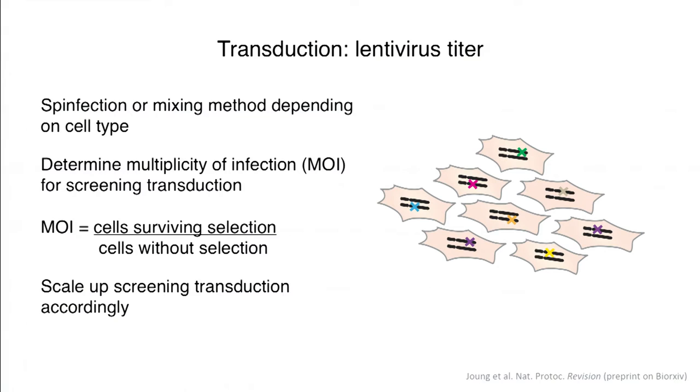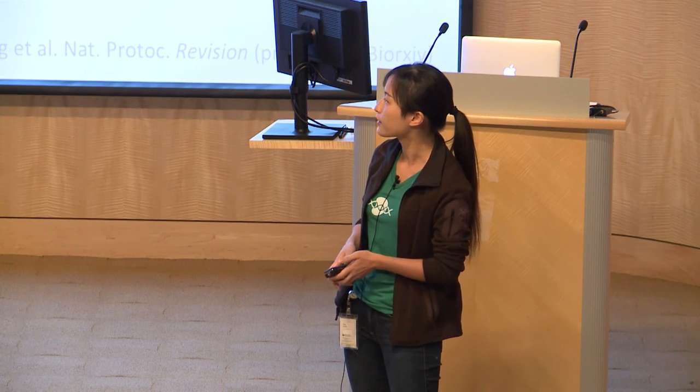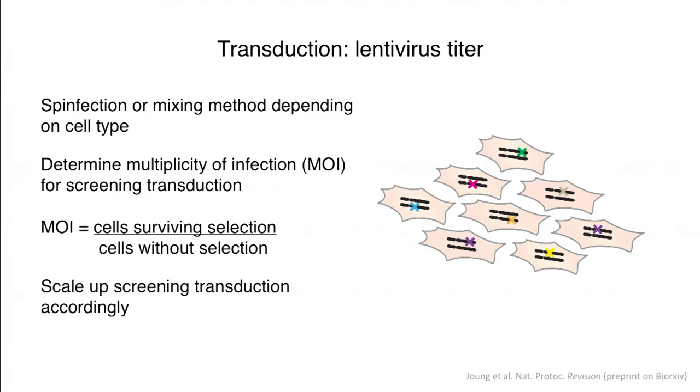And so what we'll do is we'll transduce with different amounts of lentivirus and then determine the multiplicity of infection for this screening transduction. So the multiplicity of infection, or MOI, is, after you infect the cells with a certain amount of virus, the fraction of the cells surviving a selection versus the cells that did not have the selection. And you'll scale up the screen according to this number. And I'll talk about which MOI we usually transduce at in a minute.